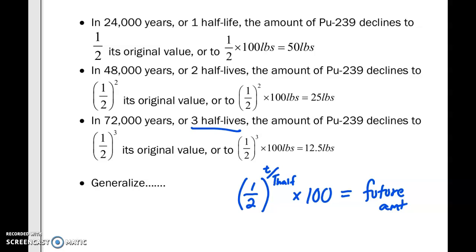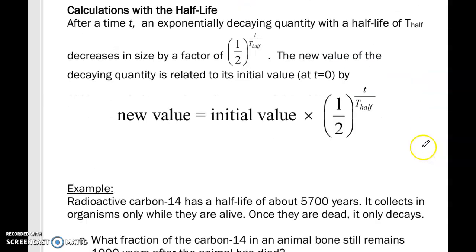In this particular case, the time is 72,000. It was 24,000, then 48,000, then 72,000. So to find how many half-lives, I take that quantity and divide it by the half-life. This is how I would write it. But in general, if you flip to the next page, you're going to see the formula.